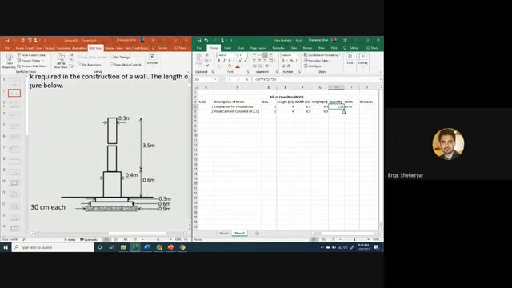So I can drag this quantity here and cubic meters here. So the quantity of PCC is, sorry, 1.08 cubic meters.